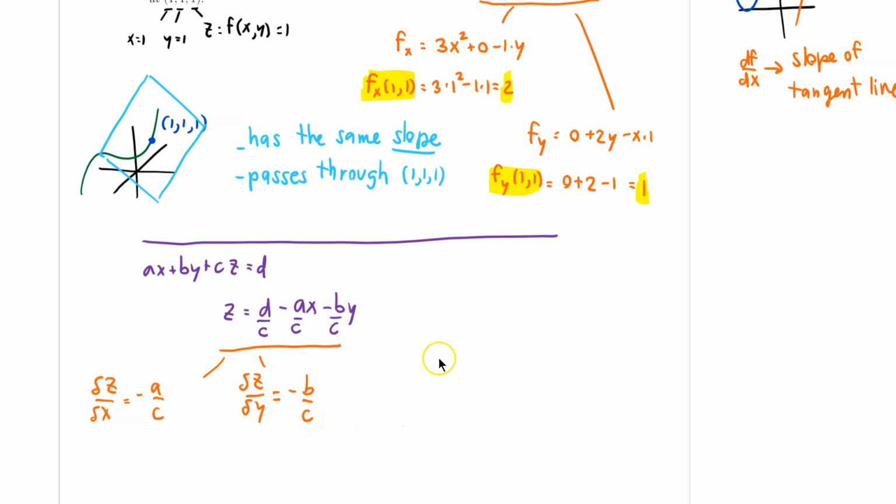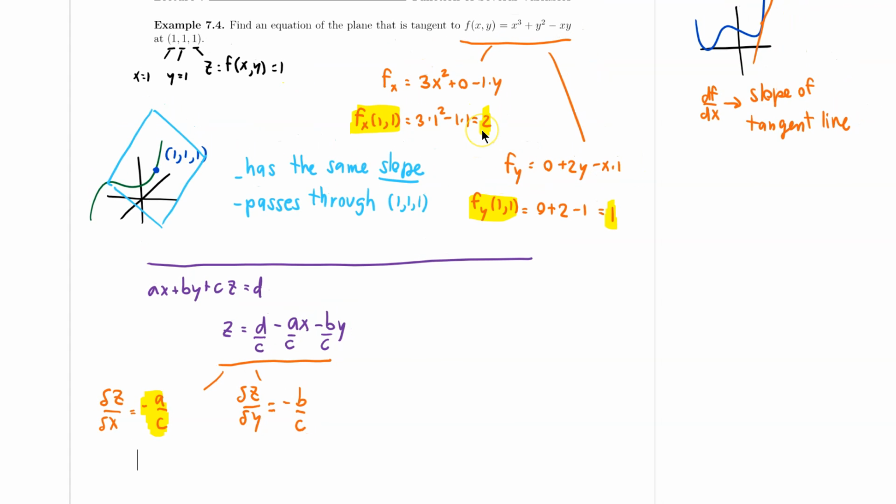And what do we know? Well, we would like the slope dz by dx, this thing, to match the slope of the curve that we have to begin with. So I would like to have negative a over c here to equal 2. So this guy should equal 2. So negative a over c, this should equal 2. And I would like to have my dz over dy, which is negative b over c here, to equal the same slope with respect to y, which is going to equal 1 here.